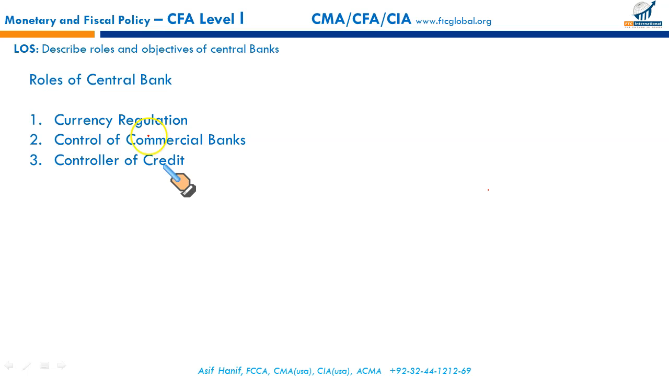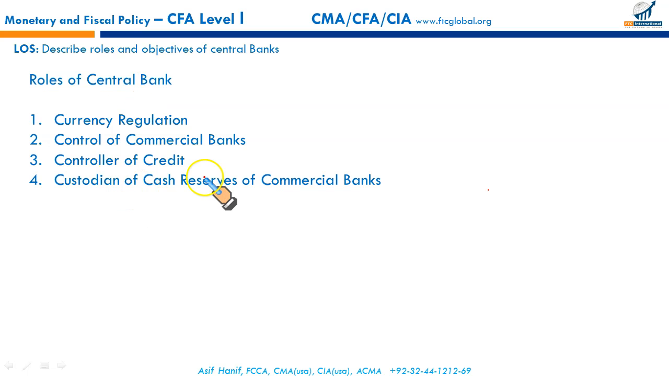And remember, the central bank is the government's bank. It is the fiscal agent and at the same time advisor to the government. It receives deposits on behalf of the government and it makes payments on behalf of the government. And then custodian of cash reserves of commercial banks. Yes, as we discussed in the previous LOS, it holds reserves and transfers between banks as needed.